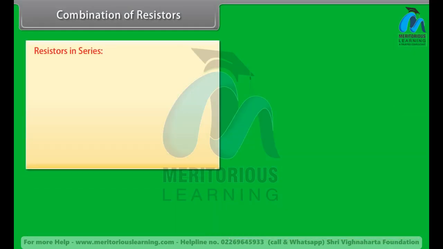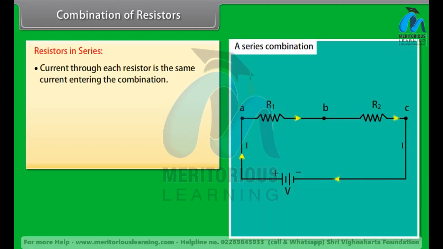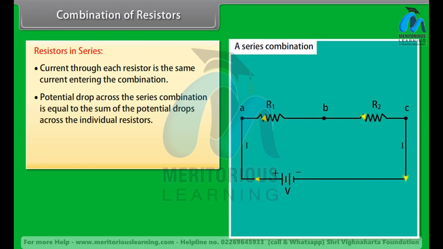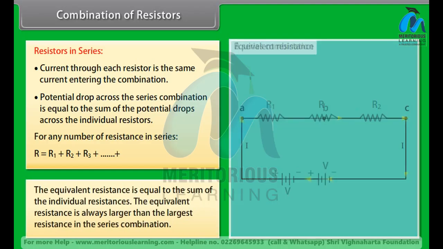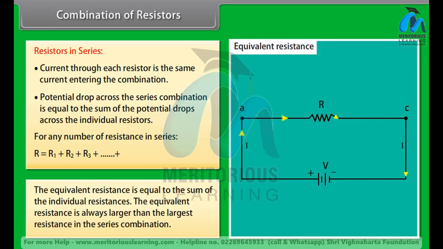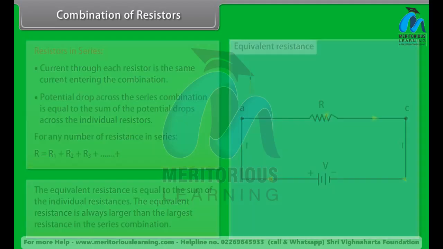Resistors in series. Current through each resistor is the same as the current entering the combination. Potential drop across the series combination is equal to the sum of the potential drops across the individual resistors. For any number of resistances in series, R is equal to R1 plus R2 plus R3 plus and so on. The equivalent resistance is equal to the sum of the individual resistances. The equivalent resistance is always larger than the largest resistance in the series combination.